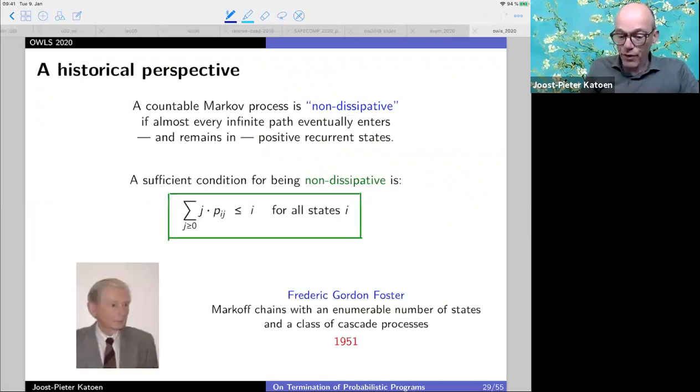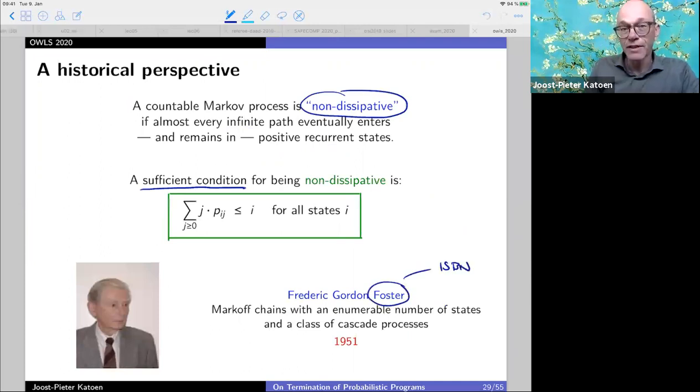In order to characterize this property, this turns out to be very hard. So people typically define sufficient conditions for this. One sufficient condition was defined by Foster, by the way, you all know this guy because he has been the developer of the ISBN number. This Foster came up with the following constraint. He said, okay, look at the one-step probabilities from states, where the i's and the j's are the states in the Markov process. Then this sum is at most i for all states. If this criterion is true, then it turns out that this Markov process actually is non-dissipative. So he used the state identifiers to get such a sufficient condition.